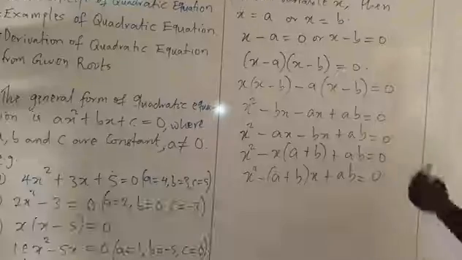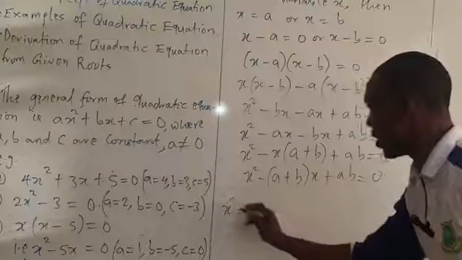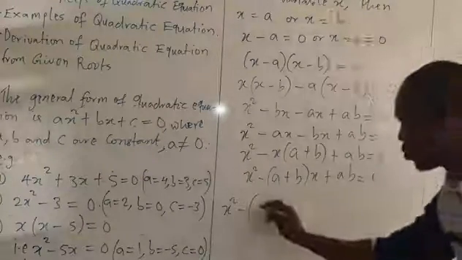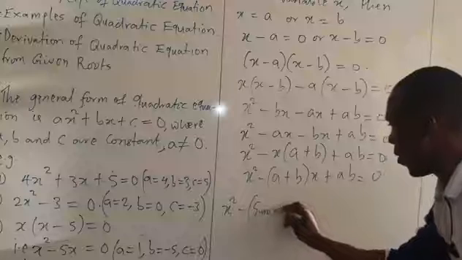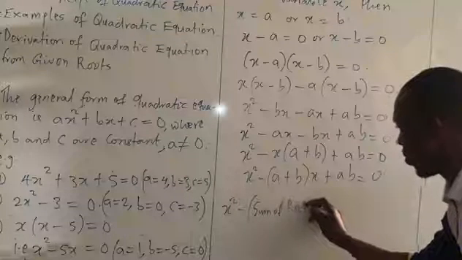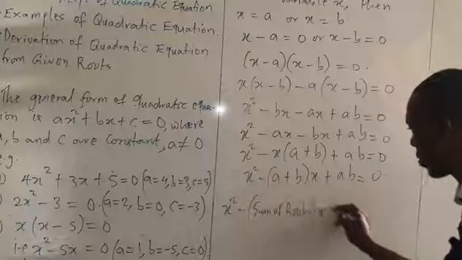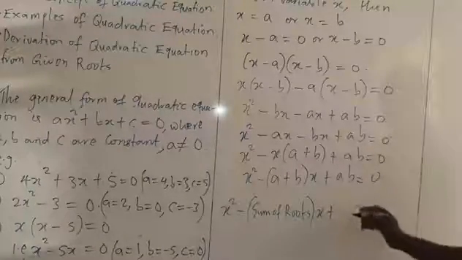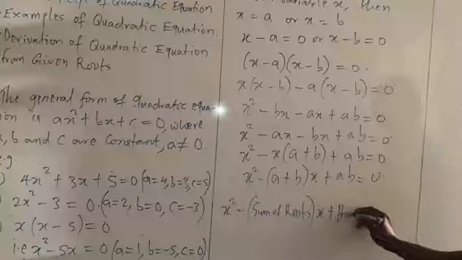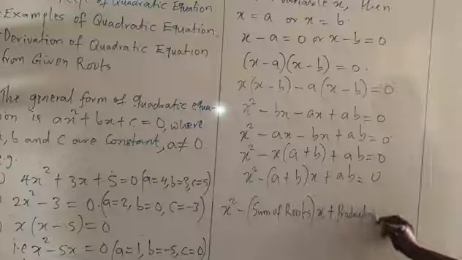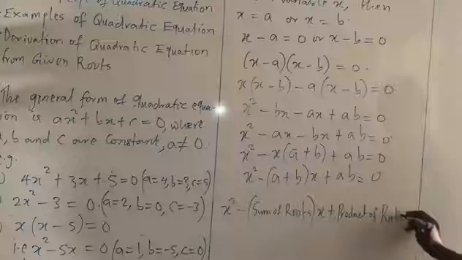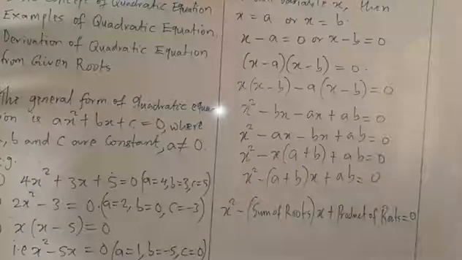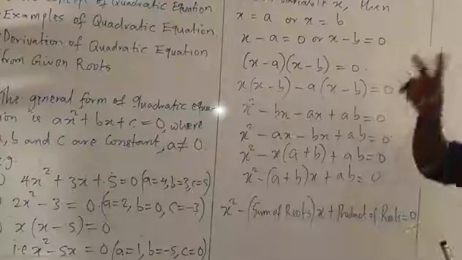So you can now write it as x squared minus (a plus b), that is the sum of the roots. So it's now going to be sum of roots, x plus ab is what? That is a times b. We have ab. That is the product. We now have product of roots equals to 0.